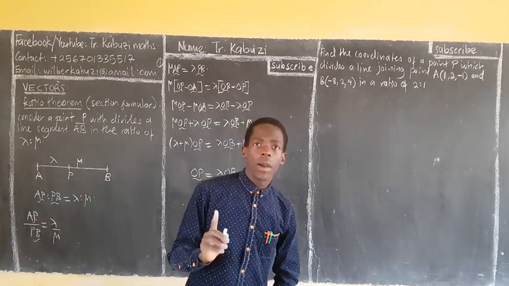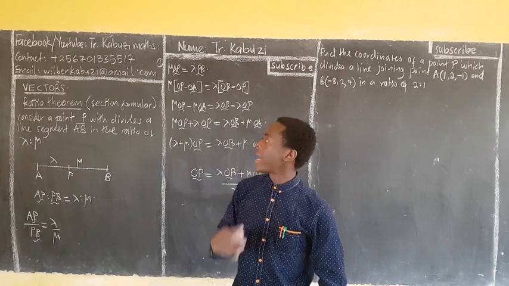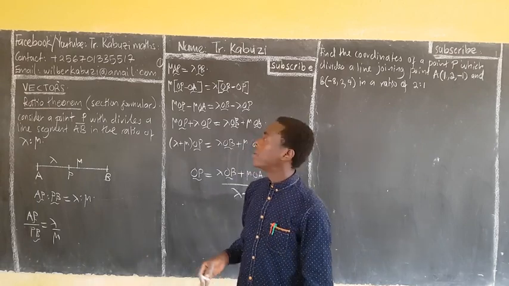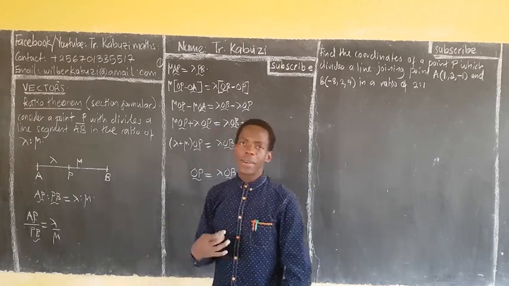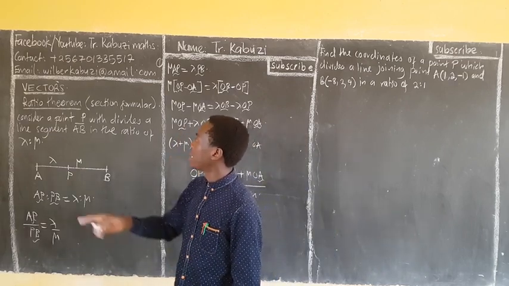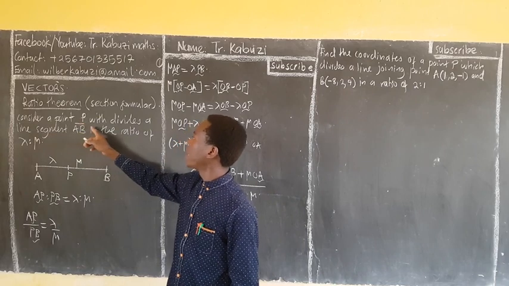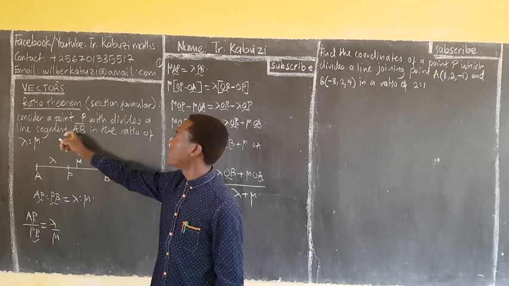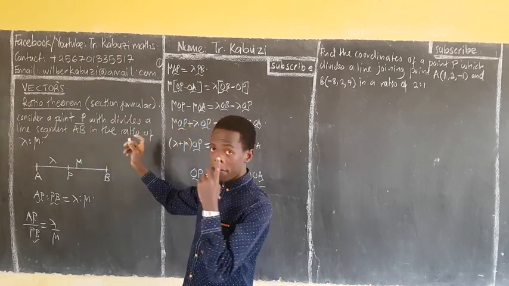Okay, members, today we are going to see what we call the ratio theorem, or some people call it the section formula. Why is it called the section formula? We are going to see. Now, this ratio theorem says if we consider point P which divides a line segment AB in the ratio of lambda to mu.